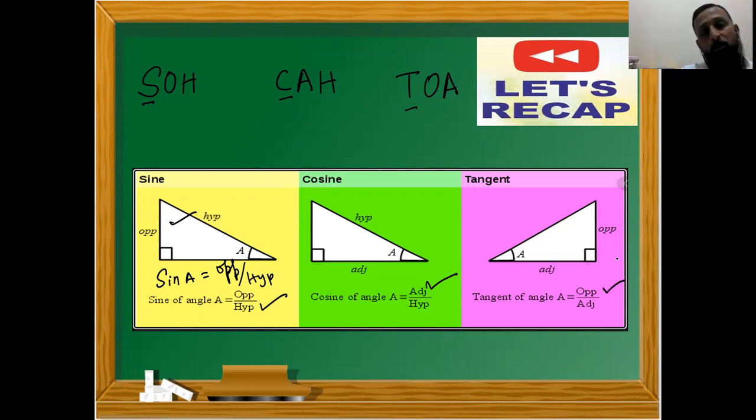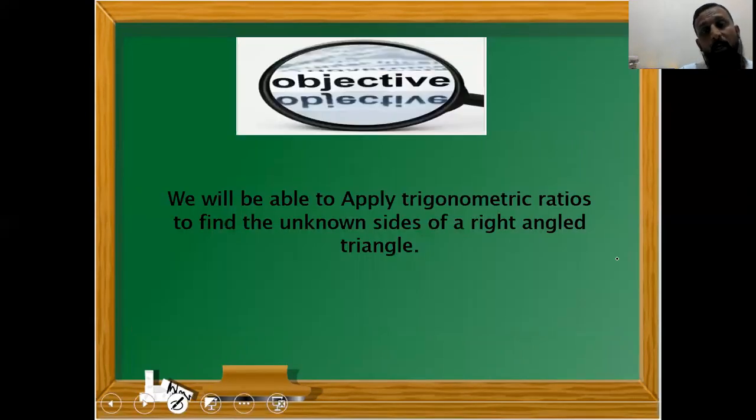This is it. So boys and girls, SOH CAH TOA are just the key words in this chapter. If you have a concept of these, how to apply and how to use these, you can do any question in trigonometry. All right, boys and girls, so let's start our work. Learning objective for today: by the end of this lesson, inshallah, we will be able to apply trigonometrical ratios to find the unknown sides of a right angle triangle.